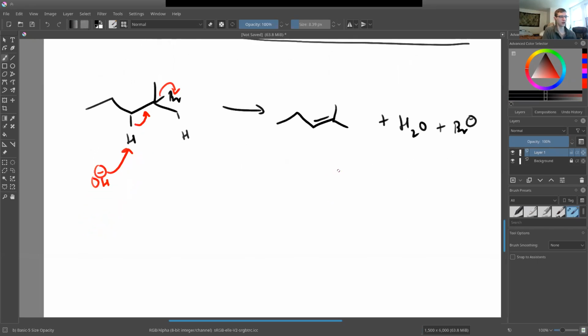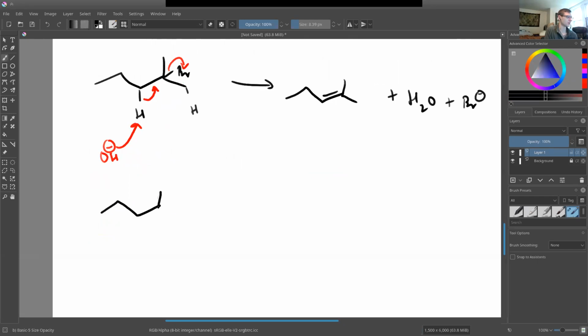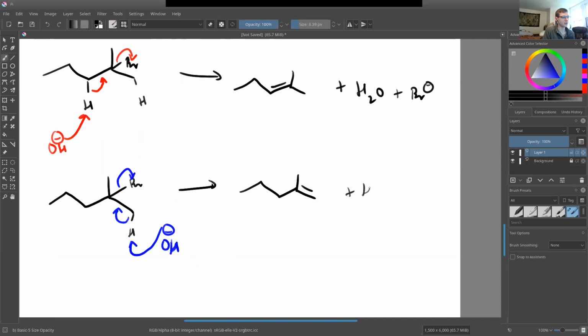Okay. And the alternative here, which we did not go with because it makes a less substituted bond. Actually, okay, let me draw the part that we're focusing on a bit bigger. Okay. The alternative is that we have this OH here, which comes in from the bottom and it pulls that hydrogen off. From there, these electrons go into the bond and the bromine comes off. Right. And same products.